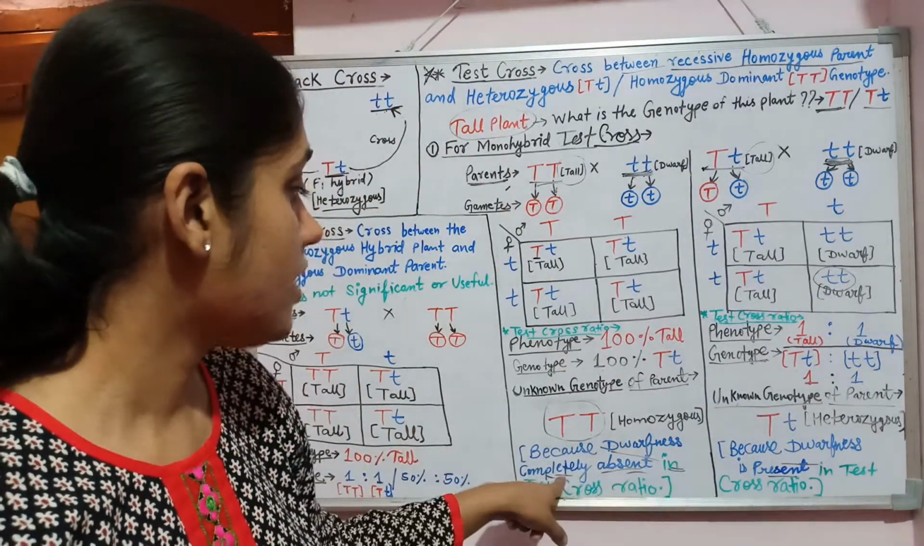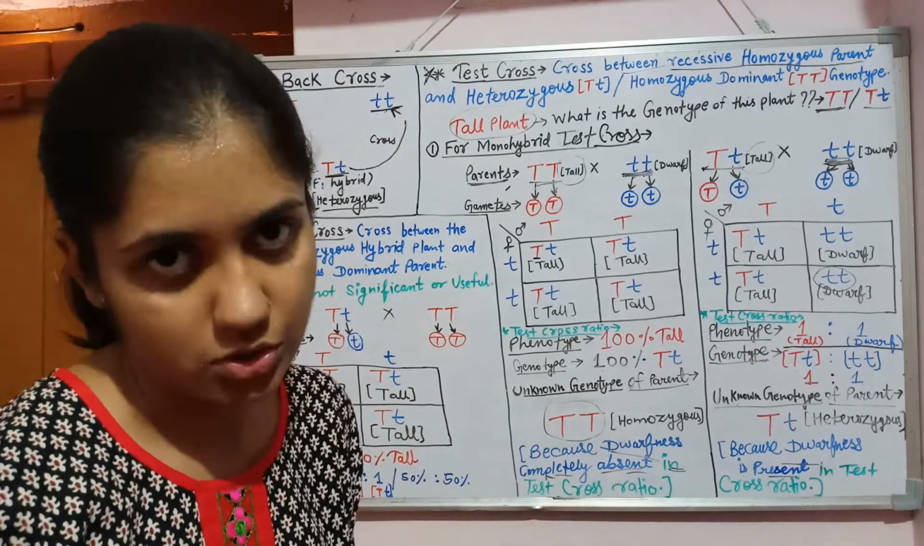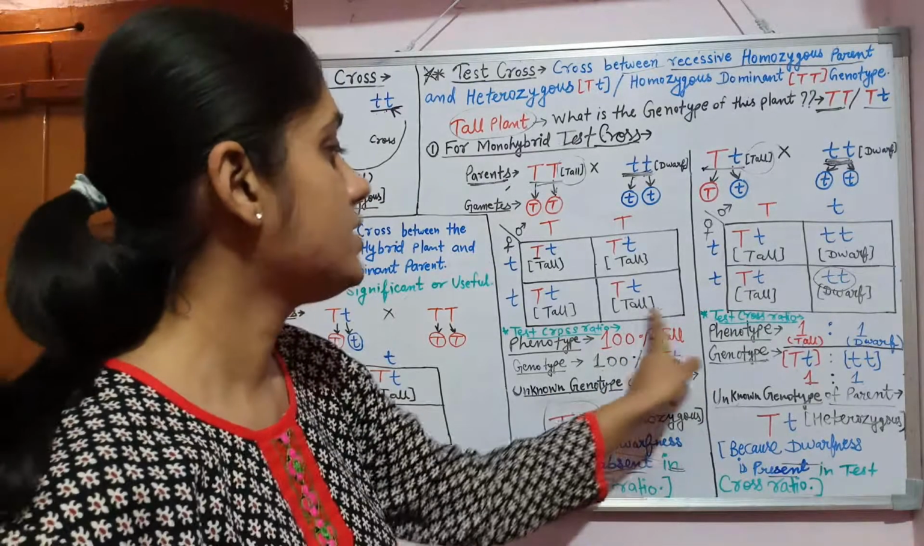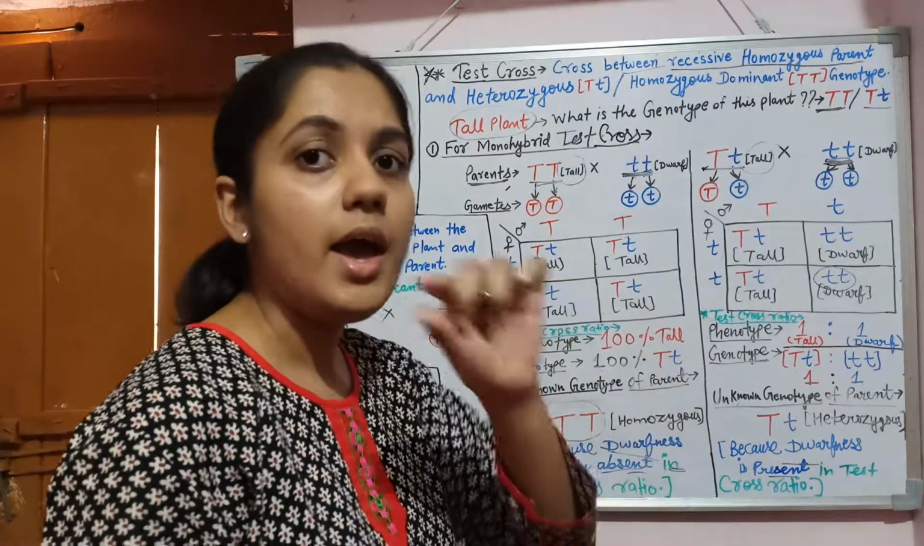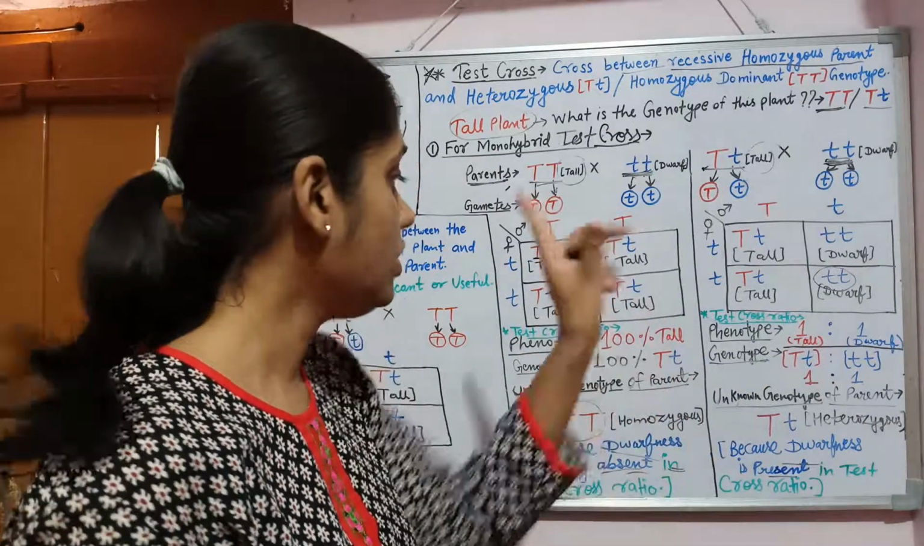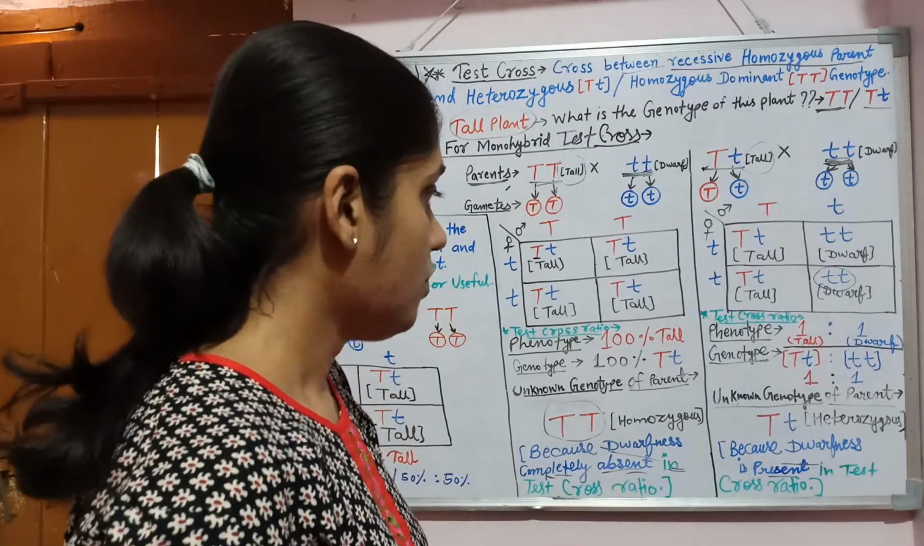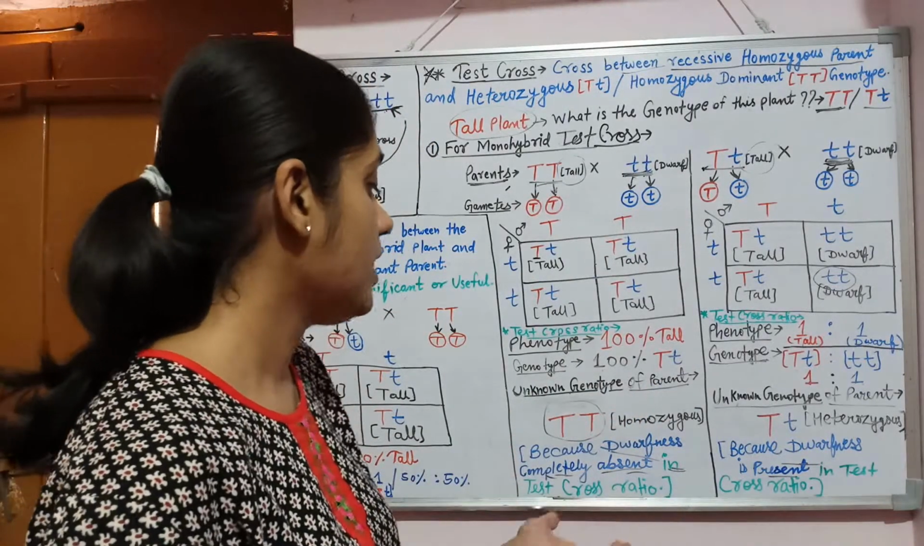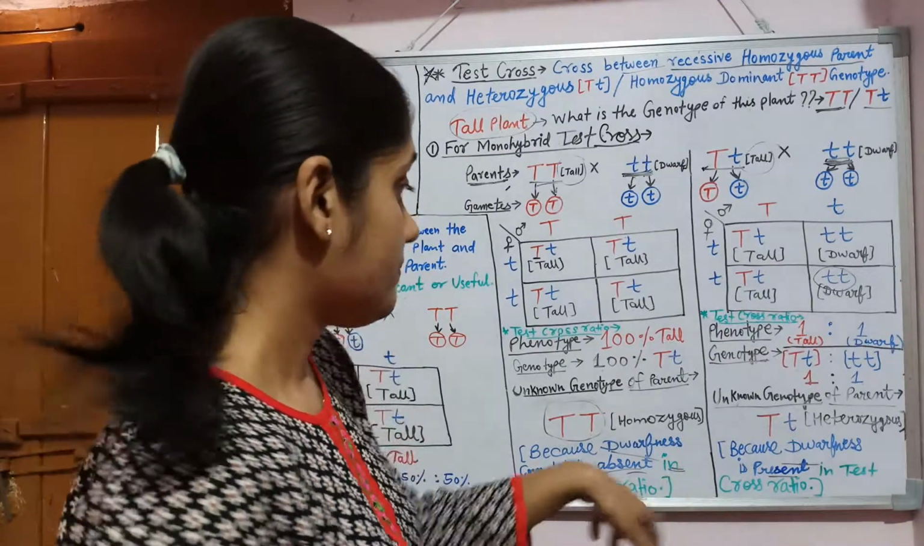Because dwarfness is completely absent in the test cross ratio. What does that mean? Here you can see no dwarfness, no dwarf plants. Any plant is not tall. All the plants are tall. So how can you see the dwarfness is completely absent?